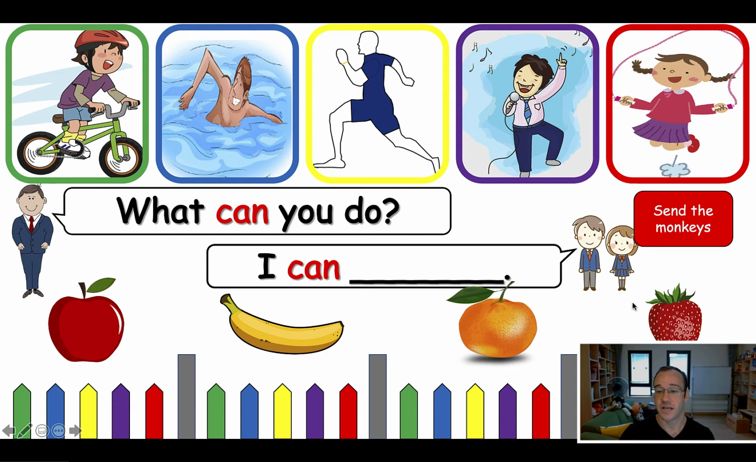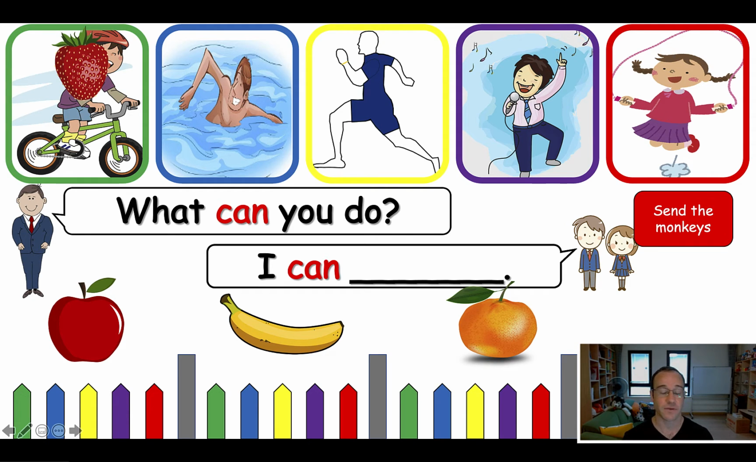Okay, so for example, team 1 would say, which one do you want? And the representative from the strawberry team would say, I want ride a bike, or I choose ride a bike, or I would like ride a bike. And you can see that ride a bike is outlined in green, and you just click the green one and the strawberry will go to the green. Okay, and then you move on to the next team, team orange.